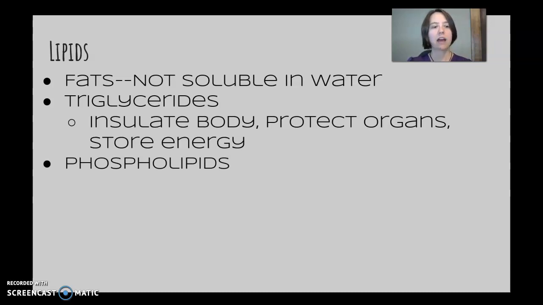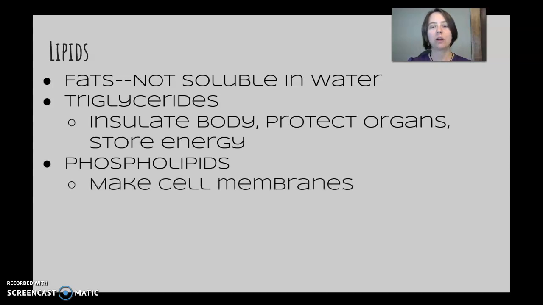Another type of fat or lipid is phospholipids, and hopefully this sounds familiar from biology because those make up the cell membrane. So you need lipids to make phospholipids, you need fats in your diet to make phospholipids, so you can make new cells because each cell needs a cell membrane.